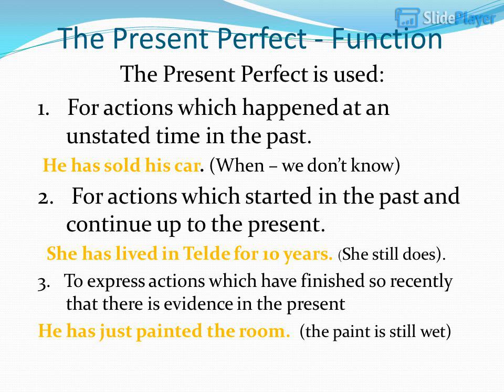The present perfect function. The present perfect is used, 1. For actions which happened at an unstated time in the past. He has sold his car. When, we don't know.